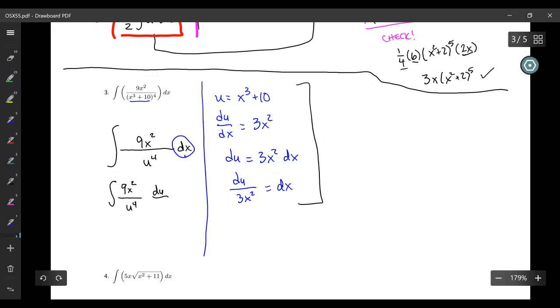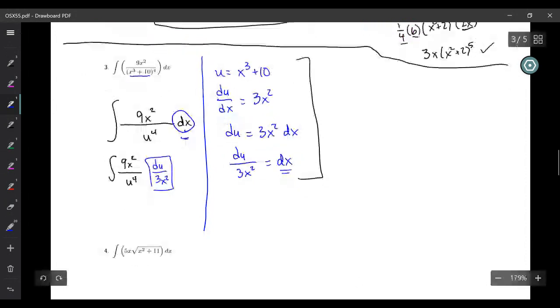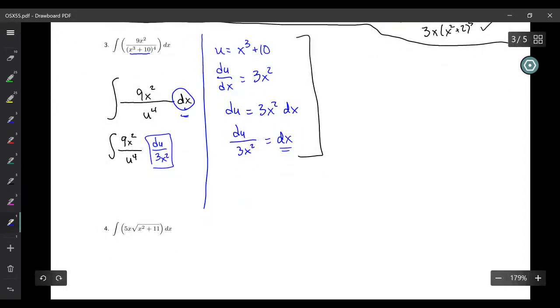Let me just erase this. By solving for dx, I plugged in right there. And so now we can start cleaning up. Remember you need to clean up before you take the antiderivative. X squareds cancel. 9 and 3 cancel, giving me the integral of 3 over u to the 4th power du.